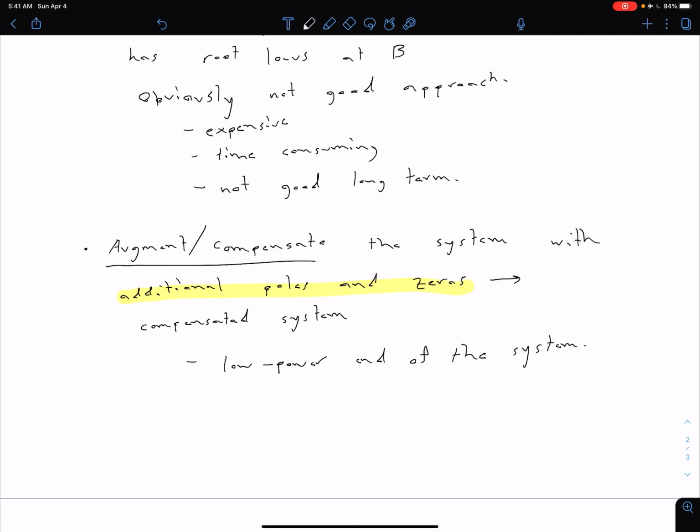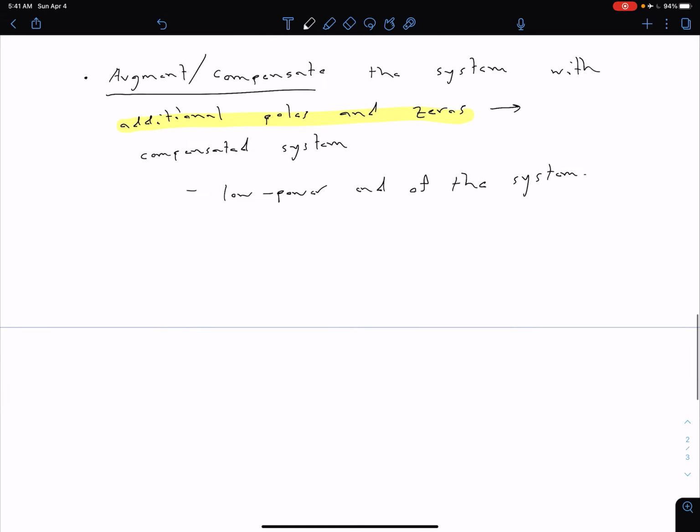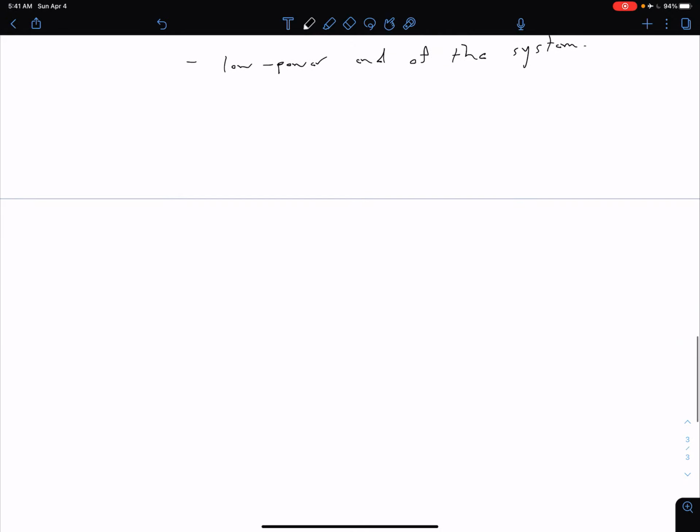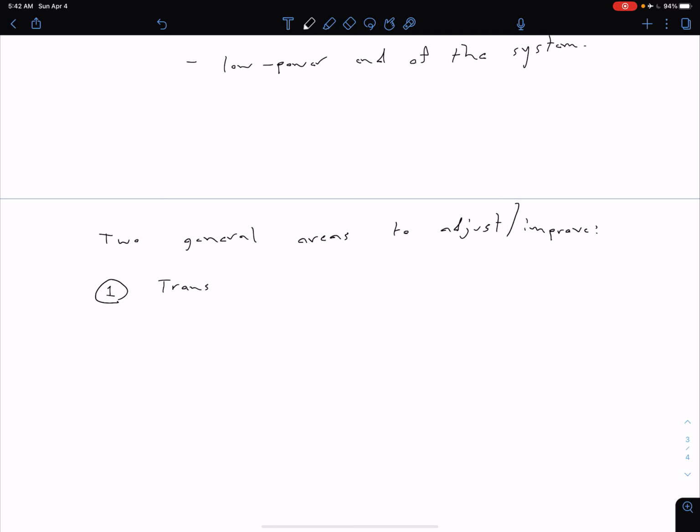So then specifying that a little bit further, when we're augmenting or compensating this system, we have two general areas to adjust or improve on. And so depending on which one we're trying to do, we're going to have different approaches. And so we're going to look at each of these in turn, and within each one of these we're going to talk about different approaches. So the first one is, as we saw in our rough example above, our transient response.